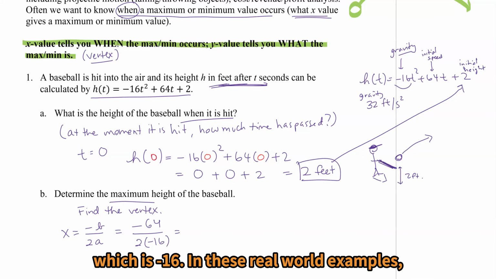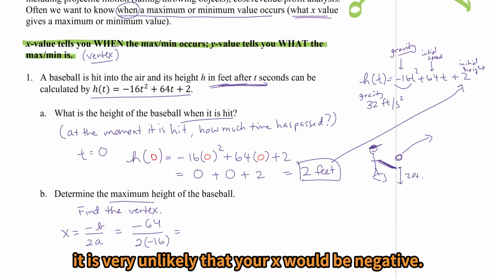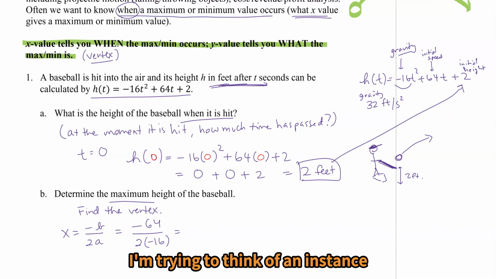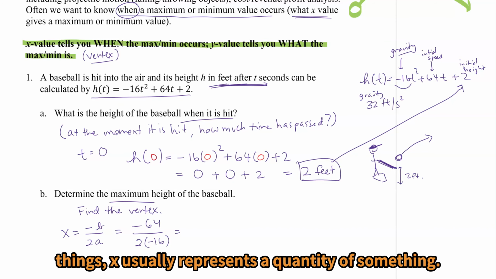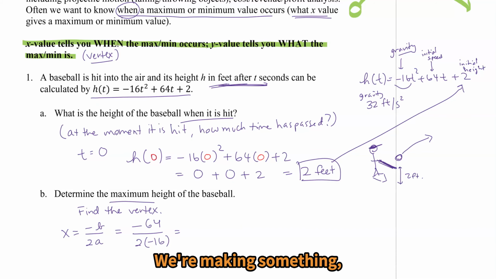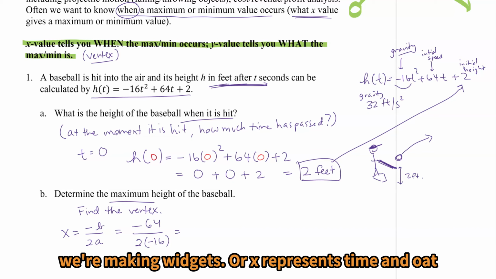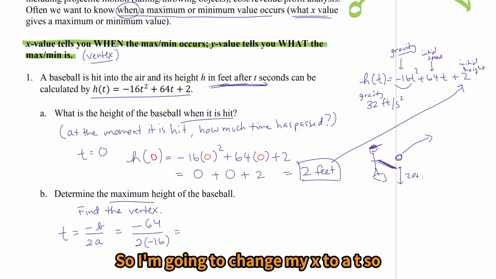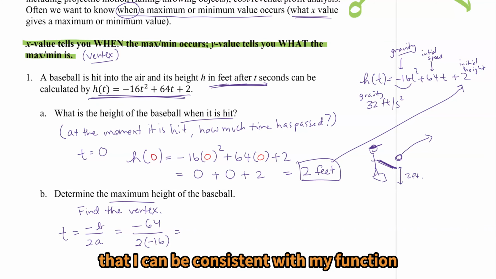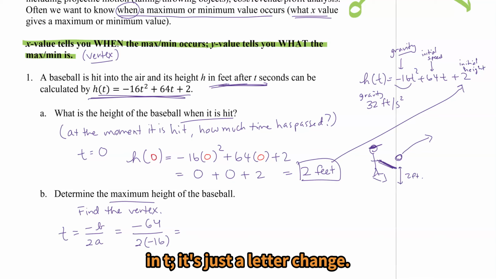In these real world examples, it is very unlikely that your x would be negative. I'm trying to think of an instance where x would be negative, and I just can't. Because we're talking about real world things, x usually represents a quantity of something. We're making widgets. Or x represents time, and in this case it does represent time, so I'm going to change my x to a t so that I can be consistent with my function in t. It's just a letter change. And then I can divide these out.